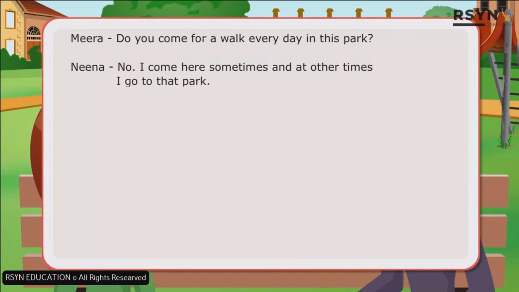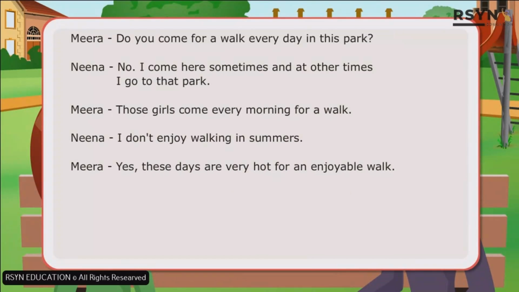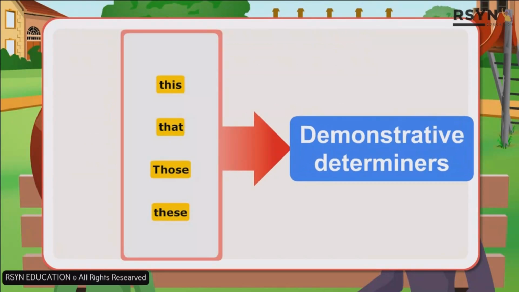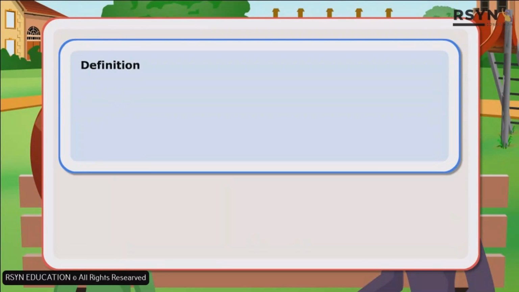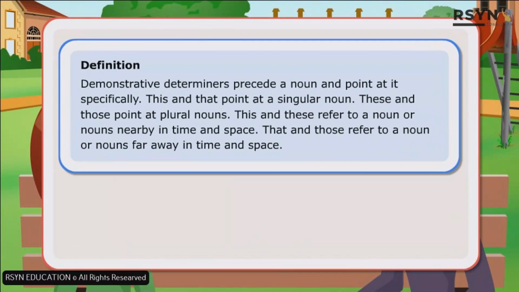In the dialogues, Meera and Nina have used words that give information about the nouns that follow by pointing specifically at them. The words this, that, those, these are examples of demonstrative determiners. Definition: demonstrative determiners precede a noun and point at it specifically.